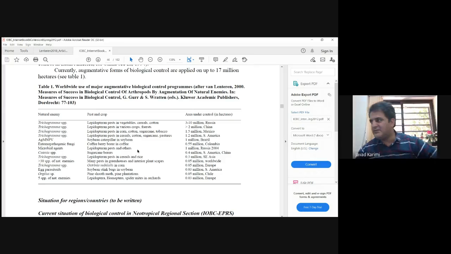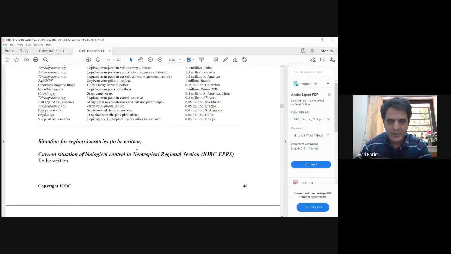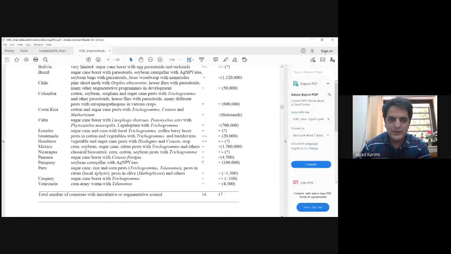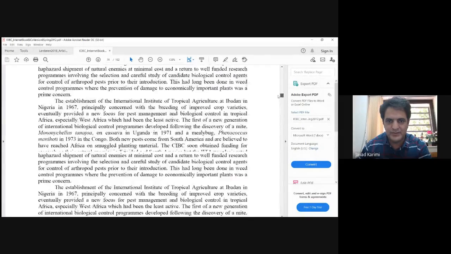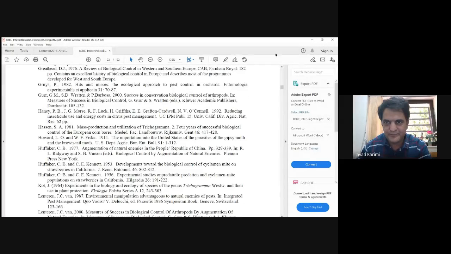So this is the main status of application of biological control in the world. You can use different parts of this book to see the status of different countries of the world. I will share this book with you to use when you have time. And now I want to show another file to you. Just a moment. Okay.